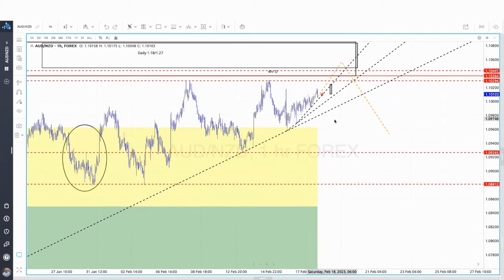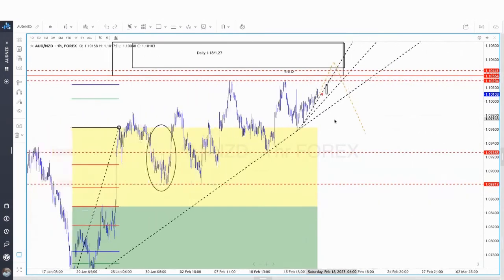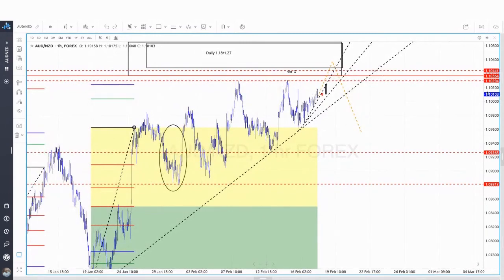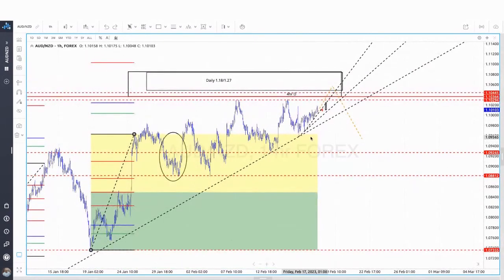All right. So this is my outlook on the AUDNZD. Looking for price to get short. Those are your entry techniques. That's how you can move through the scenario. Be patient. Don't rush it. Allow price to move into your zone.